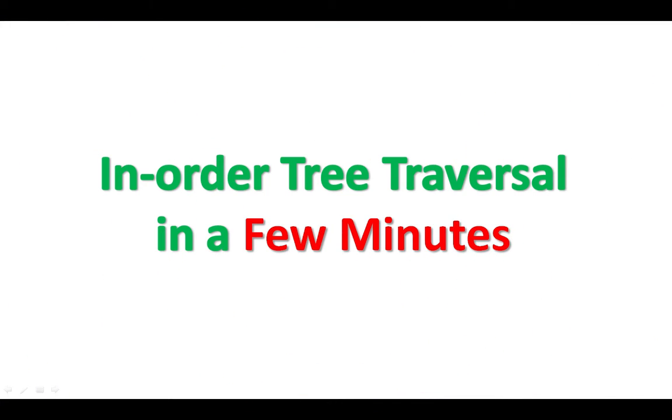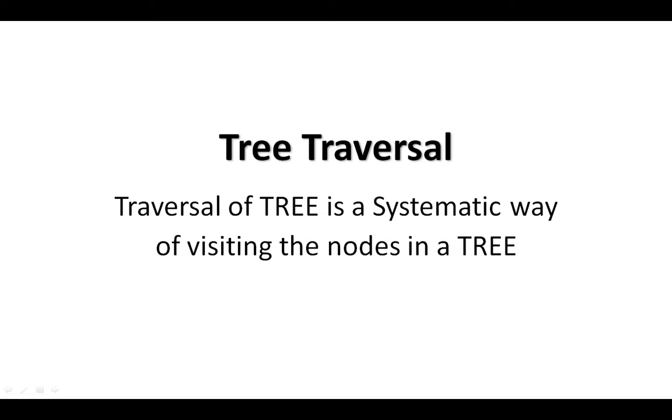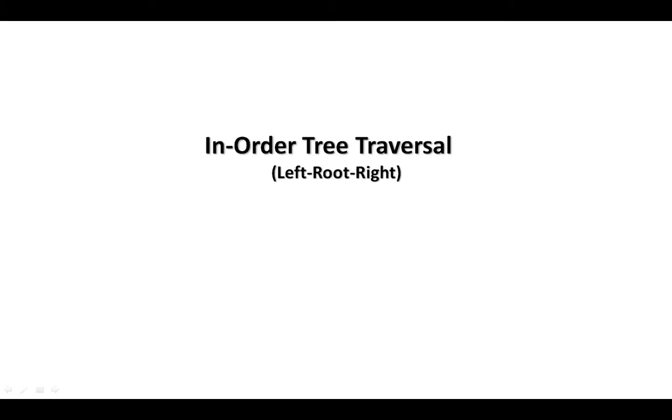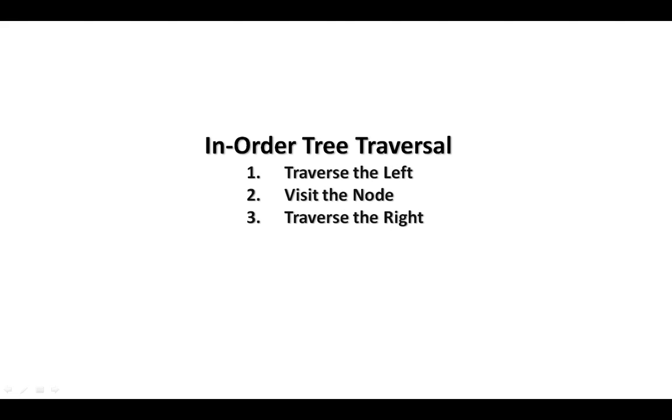In this tutorial, I am going to teach you in-order tree traversal. Traversal of a tree is a systematic way of visiting the nodes in a tree. In in-order tree traversal, first we traverse the left subtree, then visit the root node and then traverse the right subtree. That means in-order tree traversal can be broken down into 3 steps. First, traverse the left subtree, then visit the node and finally traverse the right subtree.